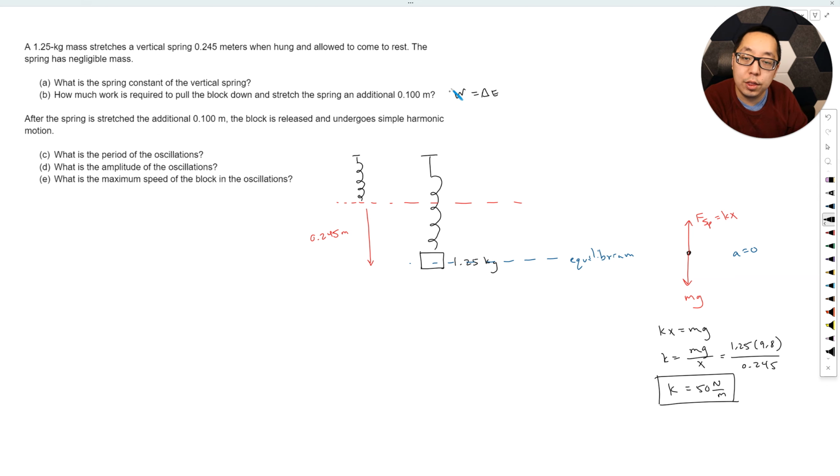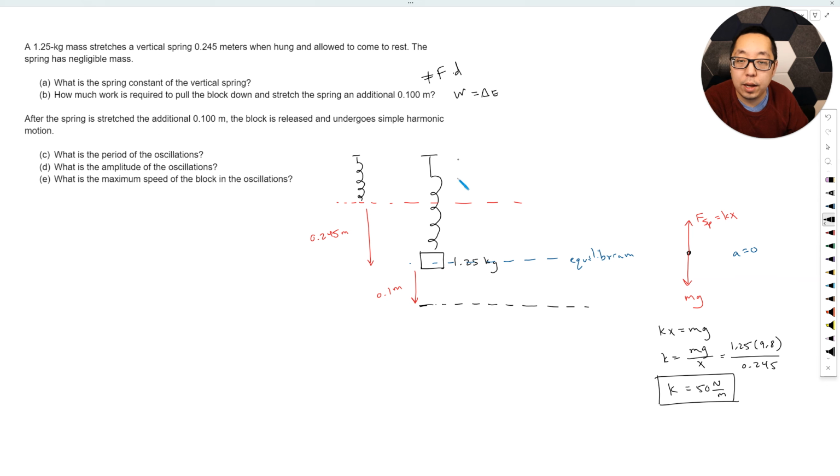Now you could think about the work as the force times the displacement. However, the force changes because of the spring. As I stretch the spring more, it has more force, which requires me to pull harder. Because the force is not constant, I can't do force times distance; I have to do the area under it. But it's easier to just think about the change in energy: how much energy is here, and how much energy is here. So we're going to stretch it an additional 0.1 meters, bringing it down to here.